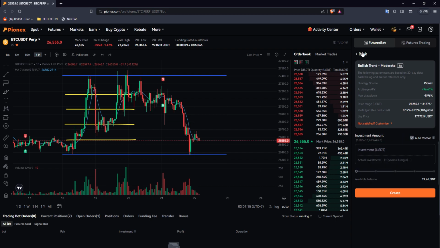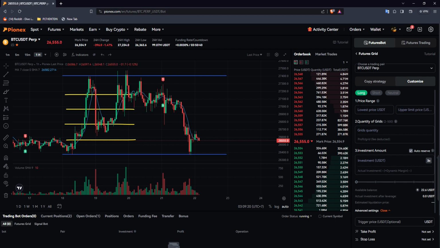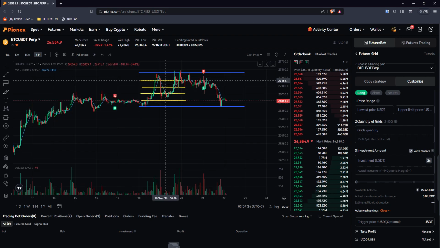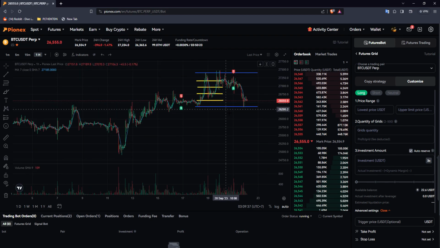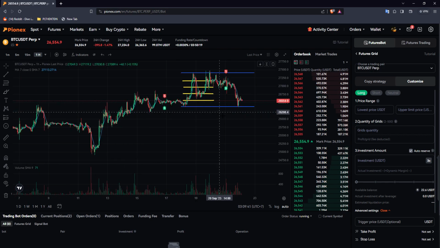Now let's move on to customizing your own bot. So the first thing you guys have to pay attention to is the price range, right? You guys have your lower limit and your upper limit. I recommend you set the lower limit as the support level and the upper limit as the resistance level. So identify the support and resistance in your chart and set them as the lower limit and upper limit.